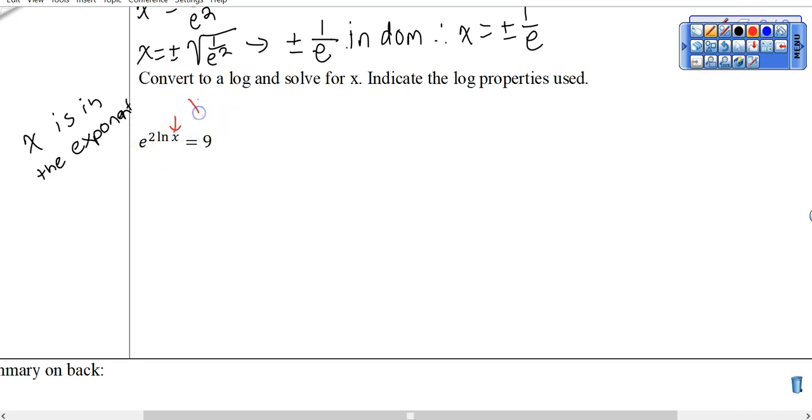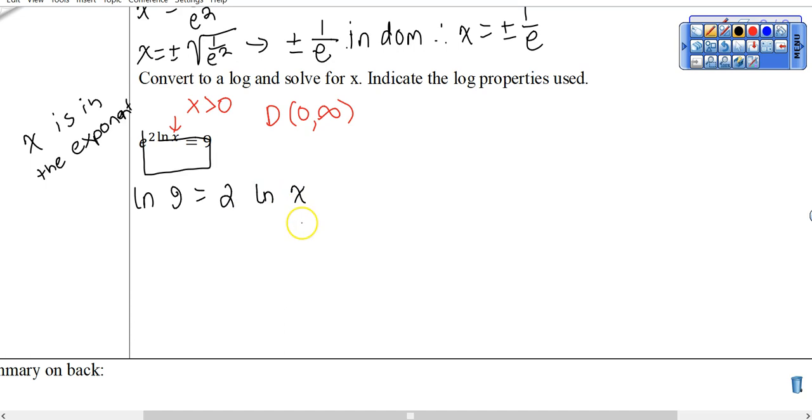What is x? What is our domain? Has to be greater than 0, so 0 to infinity open. Okay, good job. So we have to consider that because we have a logarithm in our equation. And then let's convert. So drop the base into the basement. So natural log, right? Do I put an e? No. Of 9 equals 2 natural logs of x.